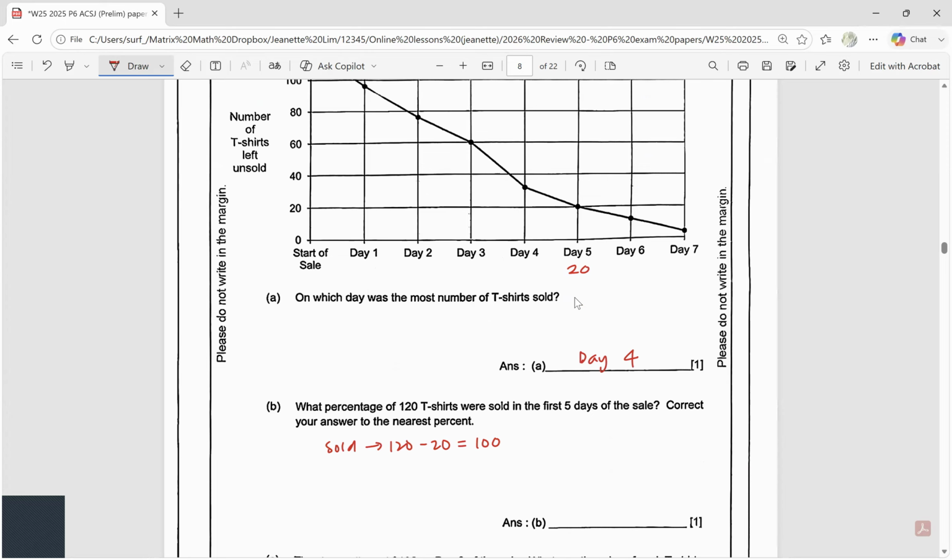What percentage is that? So 100 out of 120, if you want to change to percentage, you times 100%. When you key in the calculator, you should get 83.33 and so on. You round it to the nearest percent, so 83%.